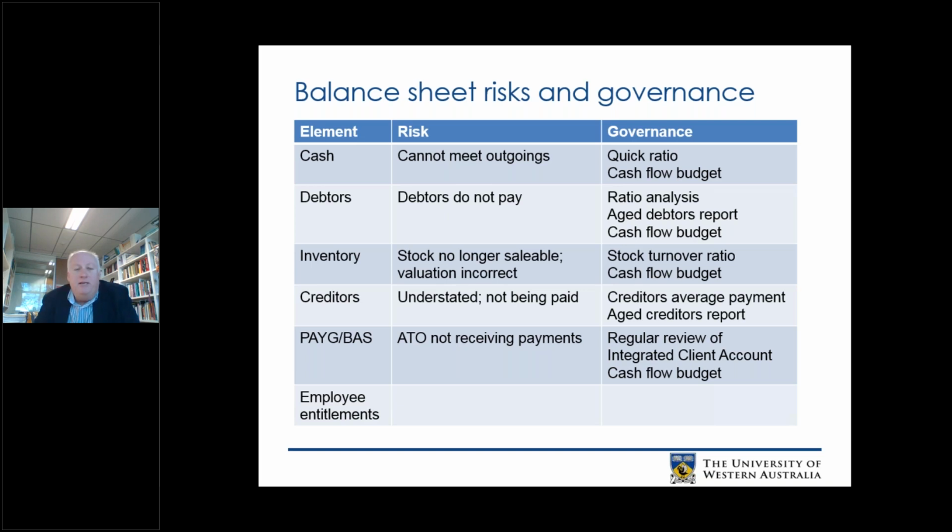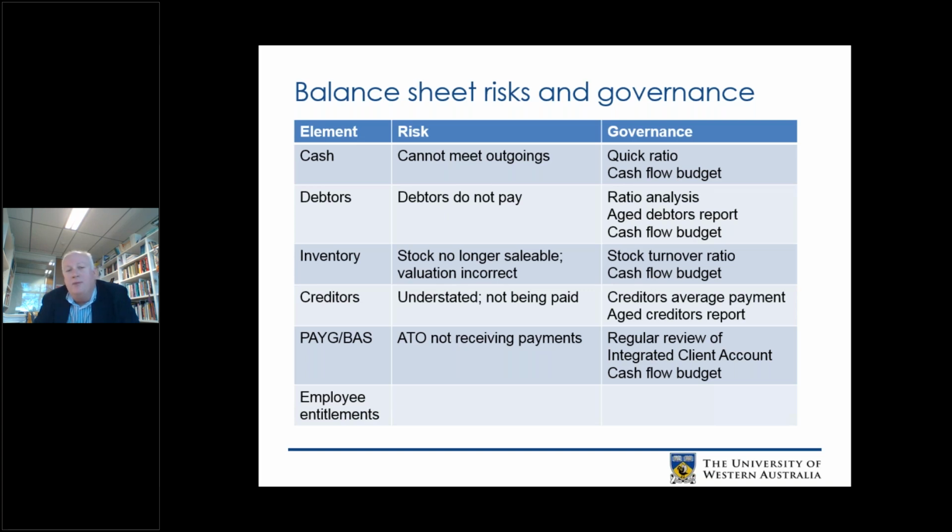As I've mentioned many times throughout this presentation, cash is king. Cash is absolutely critical, and therefore an organisation needs to understand its balance sheet in the context of cash, and you might use the quick ratio and also cash flow budget to help to govern that process, to understand that process better. Of course, the risk is that you don't have sufficient cash to be able to meet the outgoings of the organisation.